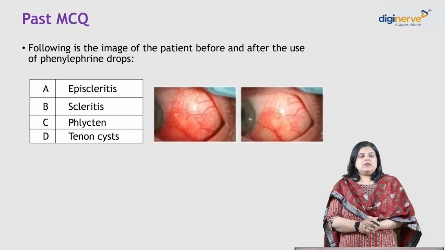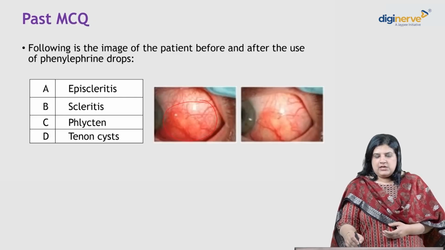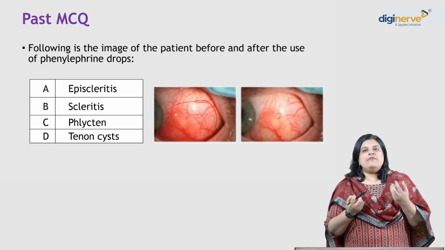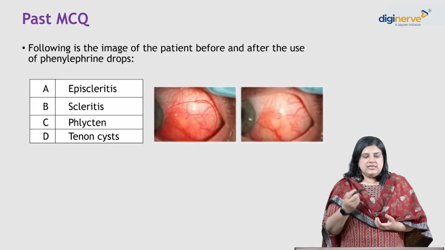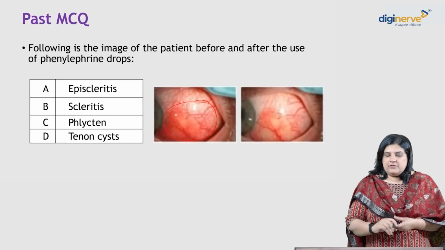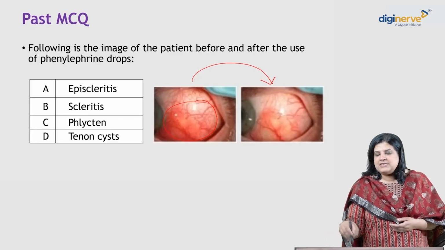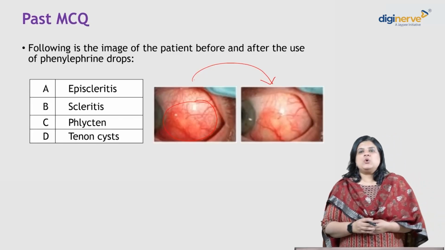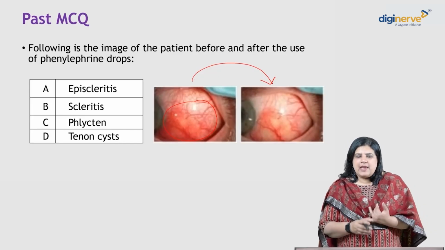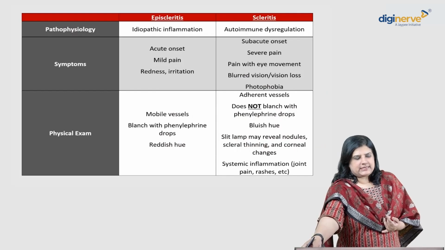The next question talks about an image which shows diffuse congestion in the bulbar area, but there is quite prominent dilatation of episcleral blood vessels. This is the image of the patient before and after the use of phenylephrine drops. Here the phenylephrine drops have not been put. After the drops have been put, we see that there is some amount of blanching of blood vessels. So phenylephrine drops help you to diagnose this entity. Is this episcleritis, or is it scleritis, or phlycten, or a Tenon's cyst?